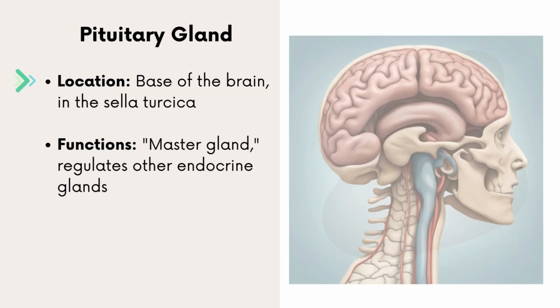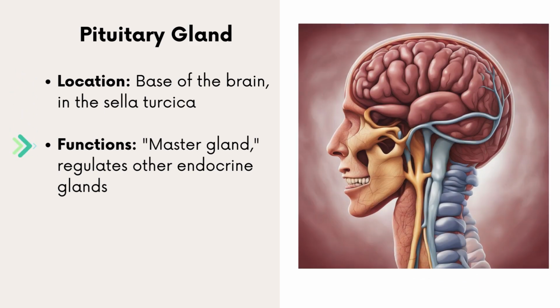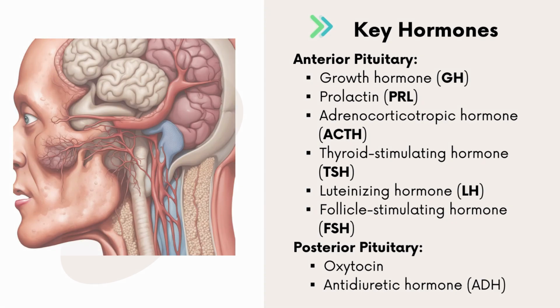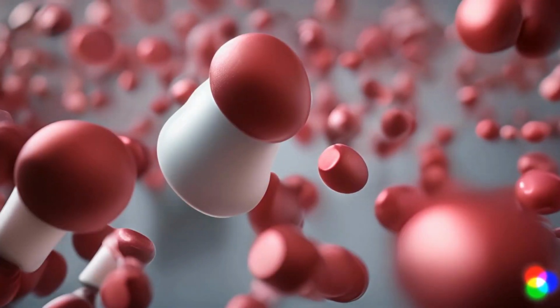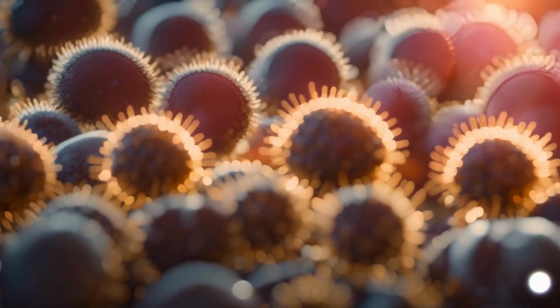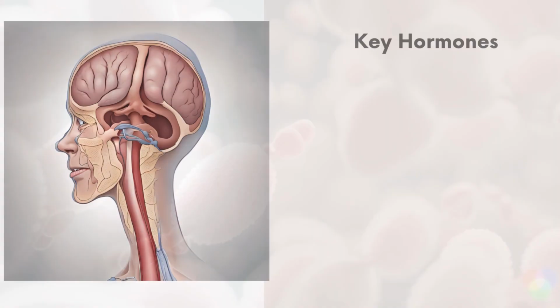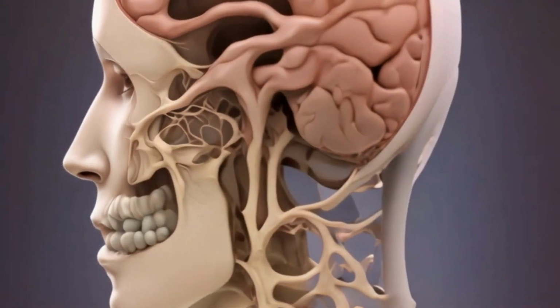2. Pituitary gland. Location: base of the brain, in the sella turcica. Functions: often called the master gland, it regulates other endocrine glands. Key hormones: anterior pituitary: growth hormone, prolactin, adrenocorticotropic hormone, thyroid-stimulating hormone, luteinizing hormone, follicle-stimulating hormone; posterior pituitary: oxytocin, antidiuretic hormone.